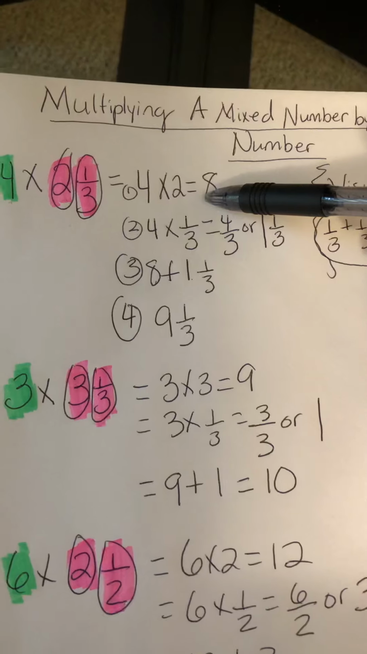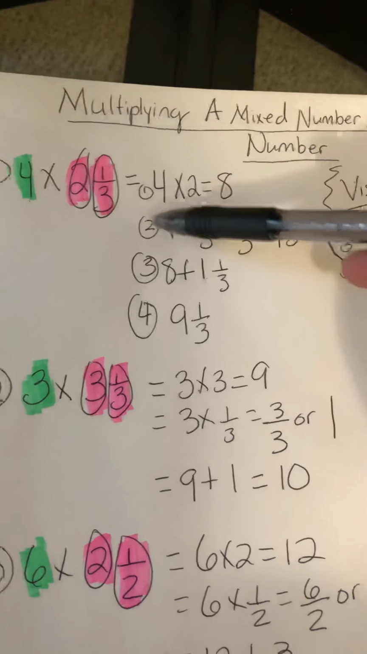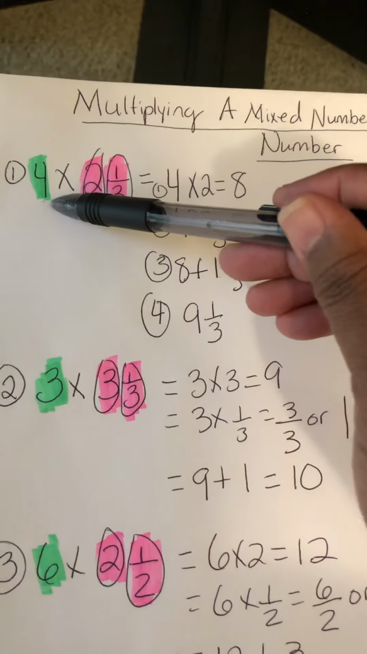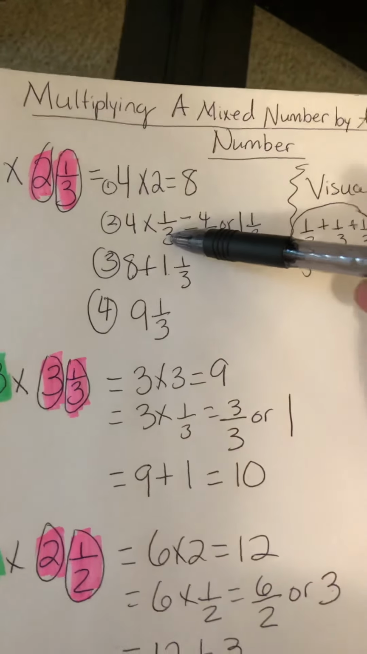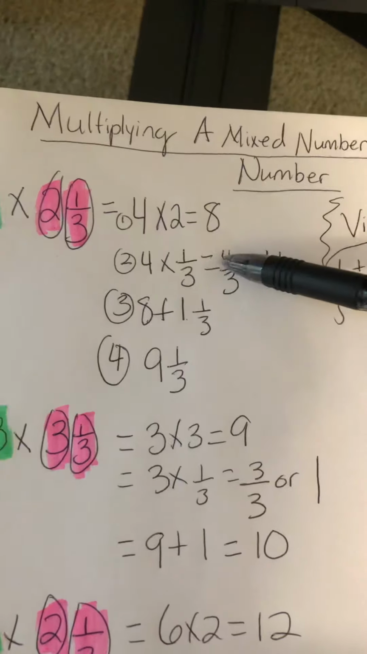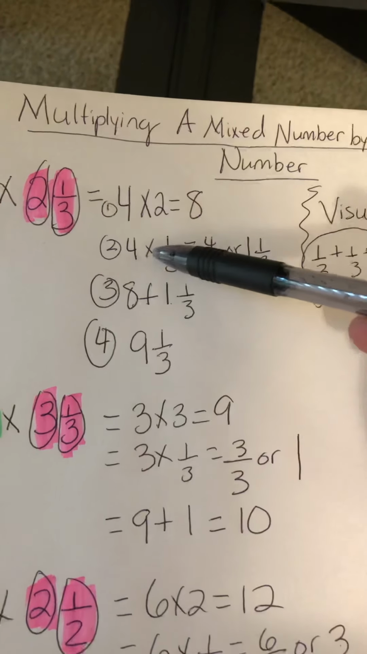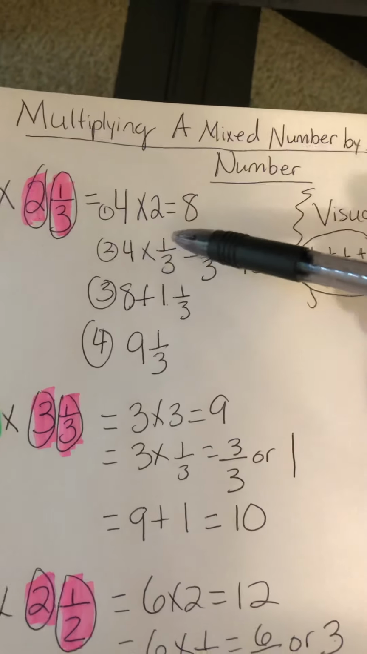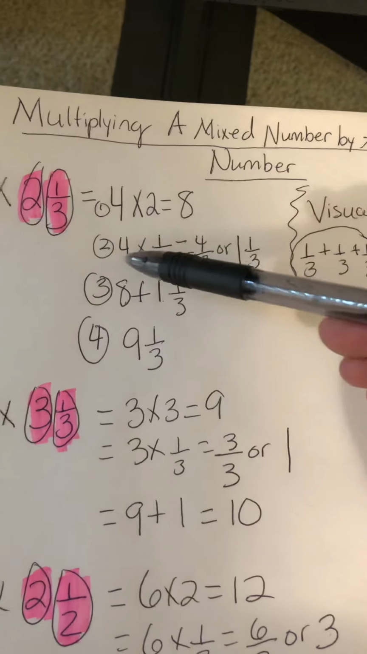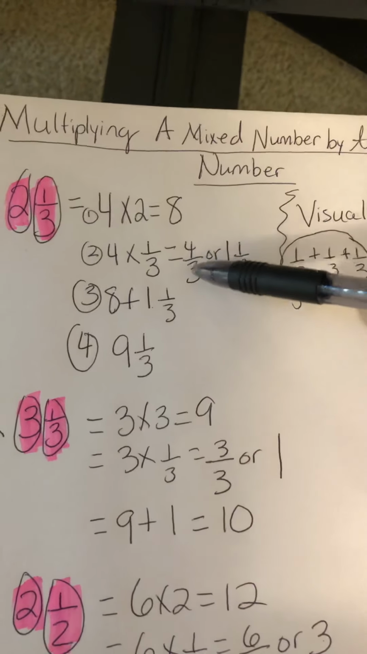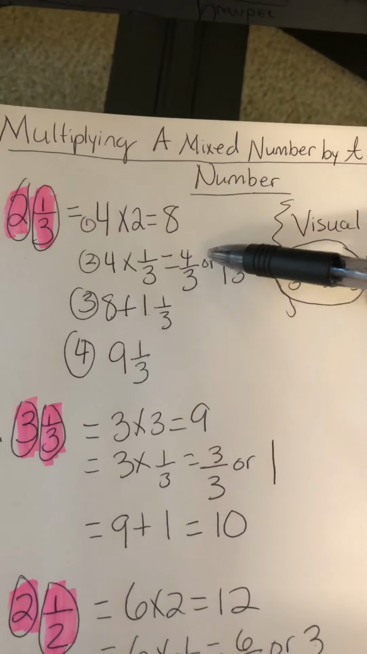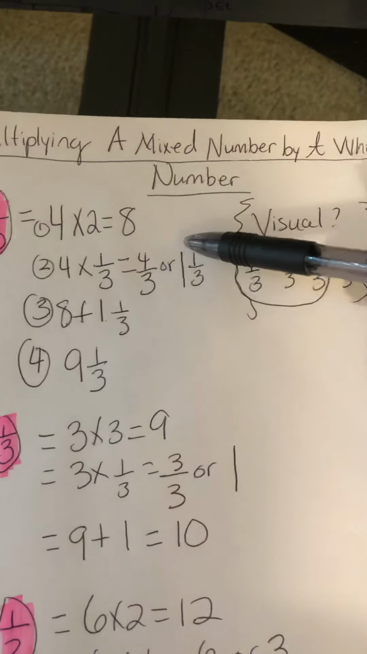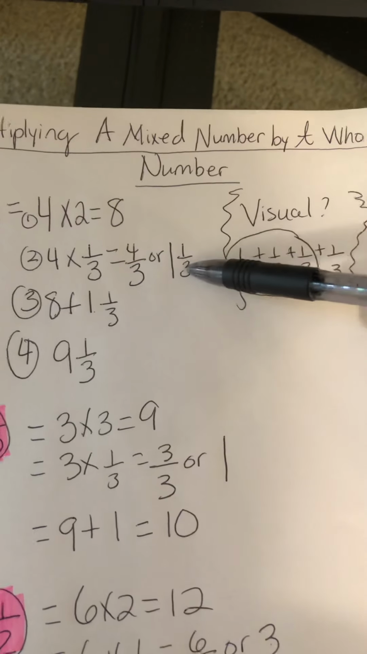Okay, that's step 1. Step 2, I'm taking 4 again. This time I'm multiplying it by 1/3. 4 times 1/3. And we learned in part 1 of our video how to multiply a whole number by a fraction. So A times B over C. So 4 times 1 is 4 over 3. Notice it's improper. So I'm going to change it to a mixed number. My mixed number is 1 and 1/3.